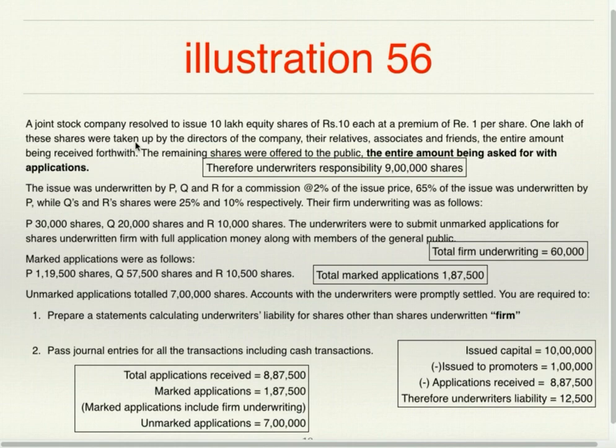1 lakh of these shares were taken up by directors of the company, their relatives, associates, and friends, the entire amount being received forthwith. Out of 10 lakh issued capital, 1 lakh are taken over by directors, relatives, and associates, and the company has received the amount on these 1 lakh shares. Therefore, the underwriter's responsibility will be only 9 lakh shares, 10 lakhs minus 1 lakh.